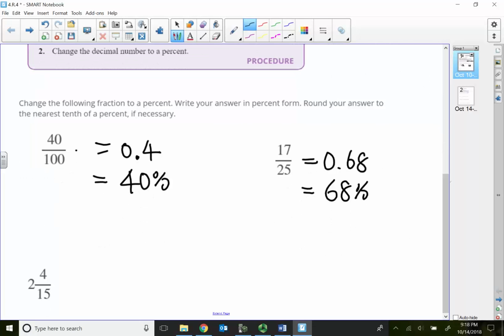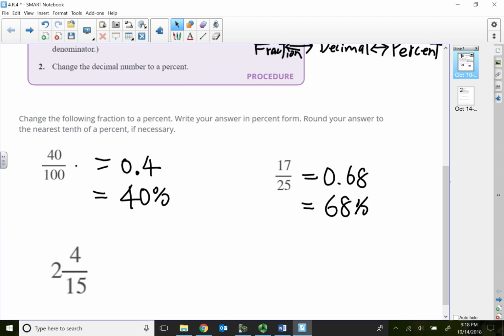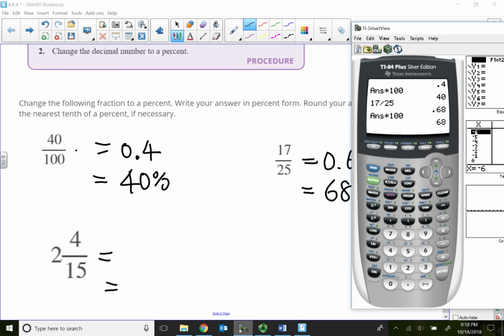All right, I keep using the calculator because of the mixed number. This mixed number is 2 and 4 over 15. Last time we said any decimal bigger than 1 is already over 100%. So this whole number 2 tells me my final answer is going to be 200 some percent. So let's put this in the calculator real quick: parenthesis 2 plus 4 divided by 15.